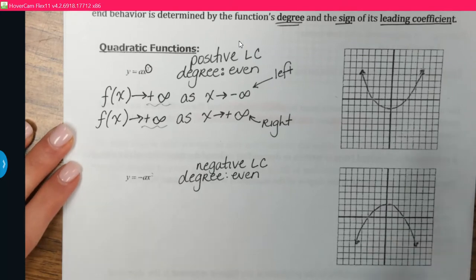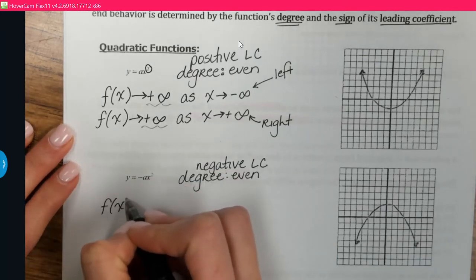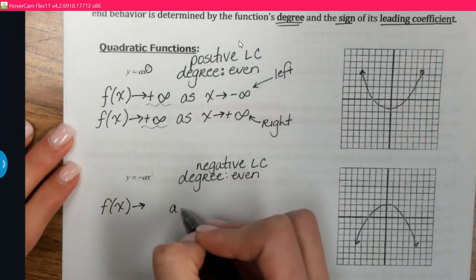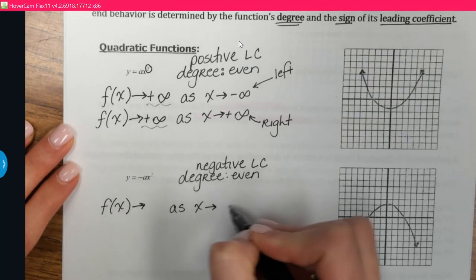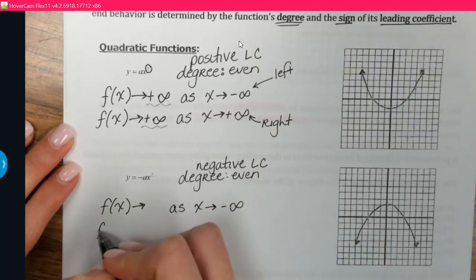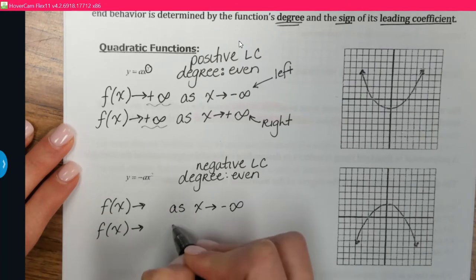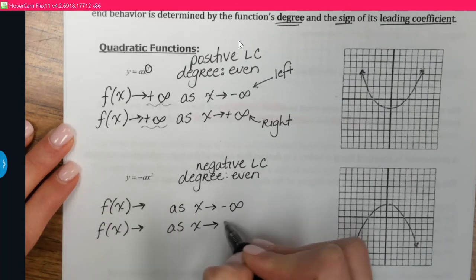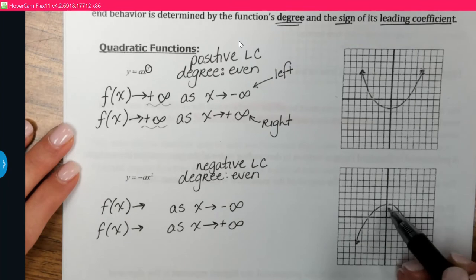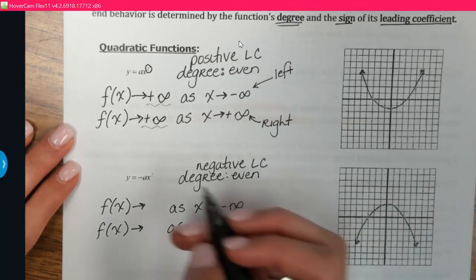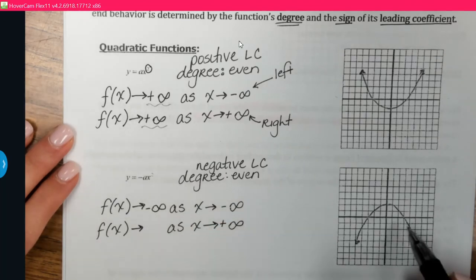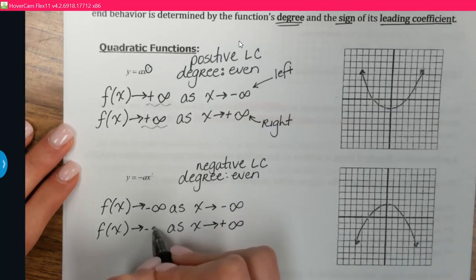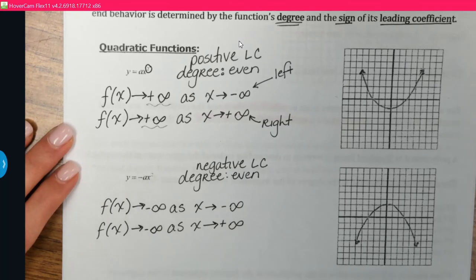So we're going to look at the end behavior. What happens to my function? Where does it approach as x approaches negative infinity? And where does it approach as x approaches positive infinity? What happens to the left? Well, if it opens down, it's going to negative infinity. And even on the right side, because it's symmetric, the left is going down, the right is going down, so that's also going to negative infinity.